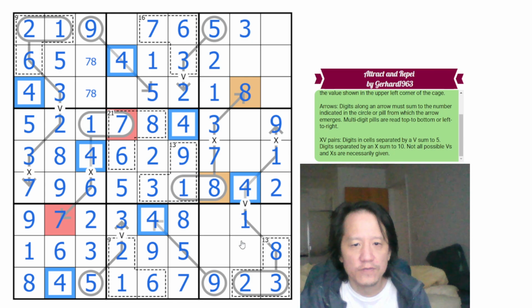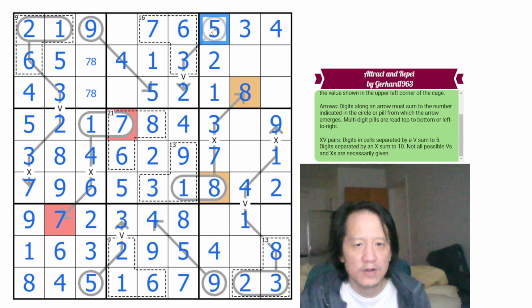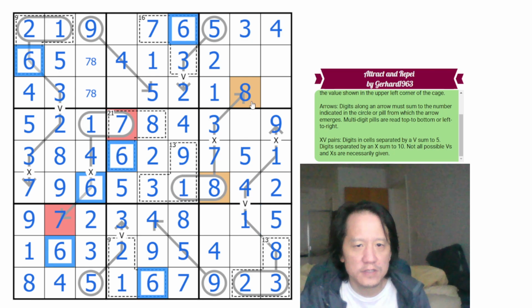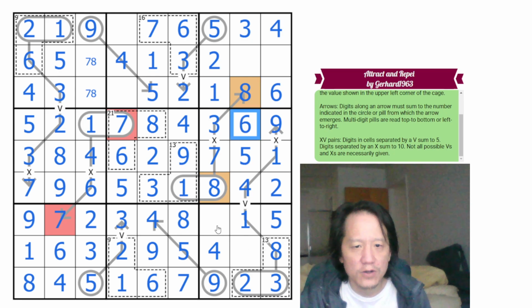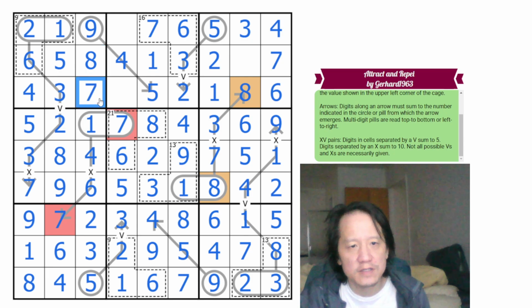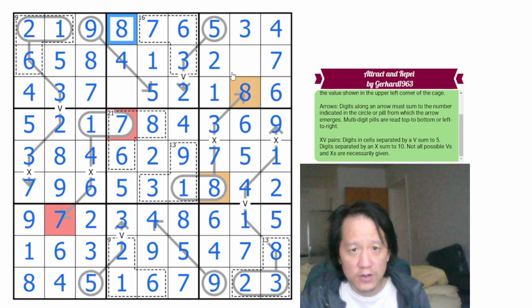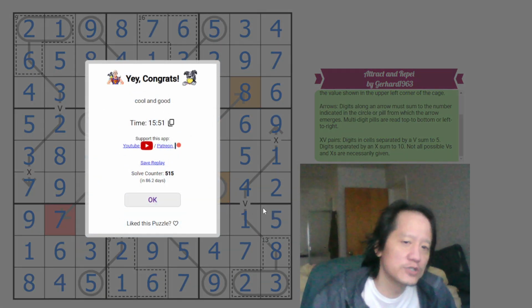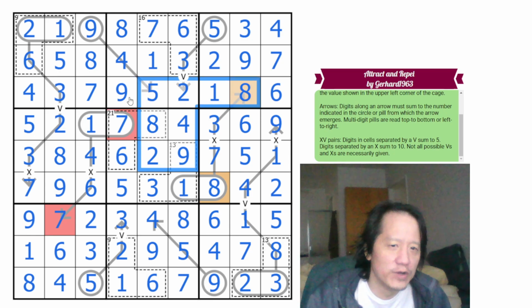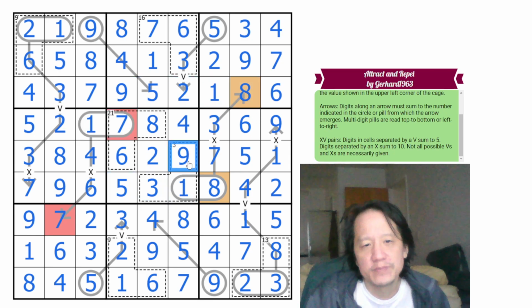4s. The 4 can only be here and here. 5s. The 5s can only be here and here. 6s. The 6s can only be here, here, and here. 7s. The 7 has to be here and here, which means that's not a 7, so this is 8, this is 7. The 8s have to be here, and therefore the last ones are not. And that's a solution.